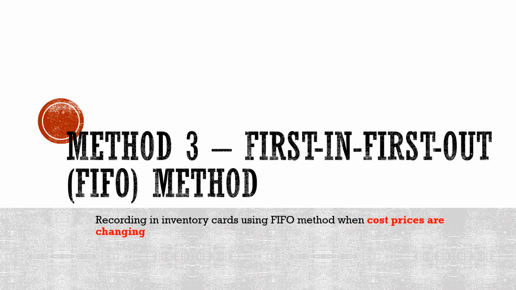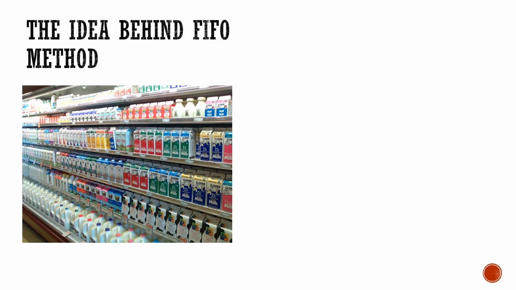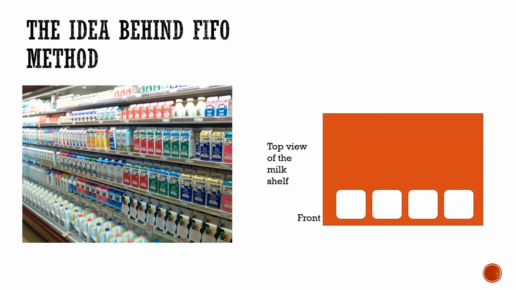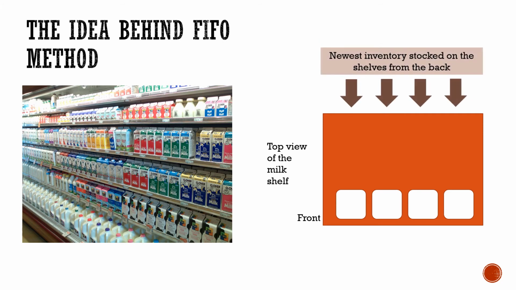The next method is the first in, first out or FIFO method, which is also used when the cost prices are changing. I'm going to explain to you the idea behind the first in, first out FIFO method using the milk shelf. This is the top view of the milk shelf. Newest inventory is usually stocked on the shelves from the back.